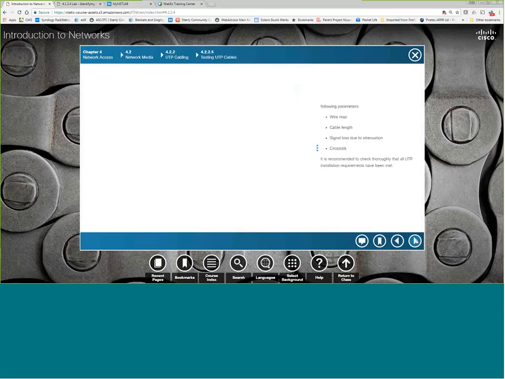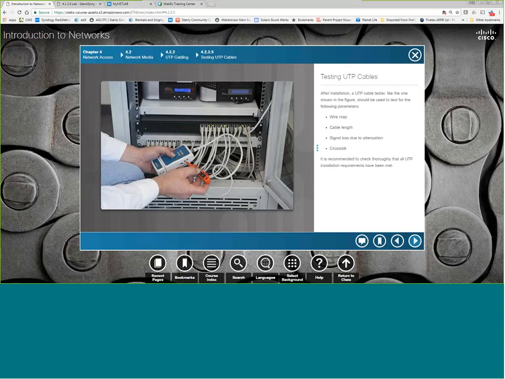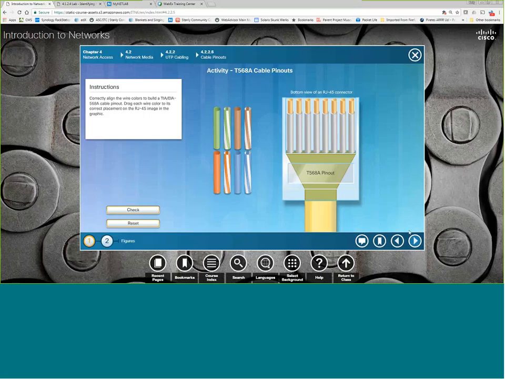So, a couple things to look at with UTP testers, and there are all different types. This looks like a tone tester here, but there are testers for wire map, cable length, signal loss, and crosstalk. They make testers that do everything, and they will actually make testers that print out a certification saying that this particular cable is 568A or Cat5e guaranteed or qualified.